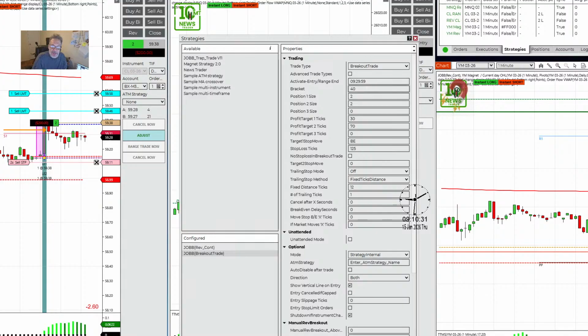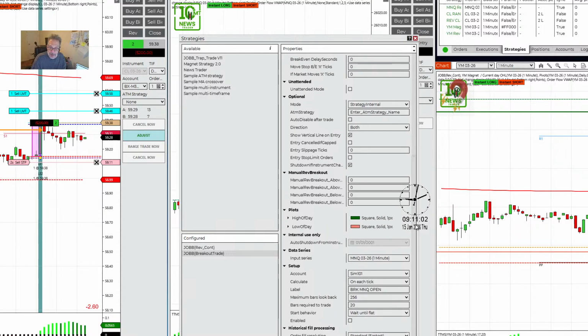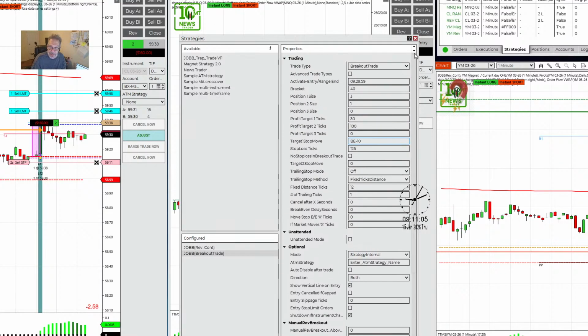So we're going to activate the trade at 9:29:59. We have a 40 bracket. Choose the number of contracts you're trading. I have a target of 30 and 100, and the stop is 125. I'm going to go to break even minus 10 if it hits the first target. I'm going to put the time on 0. It's already labeled breakout NQ open. Putting the time on 0 just for a moment.